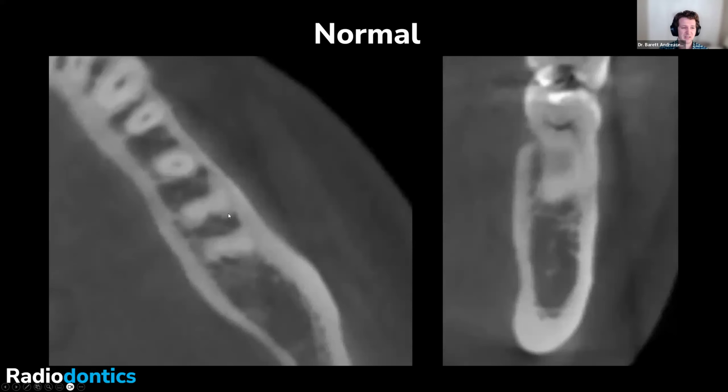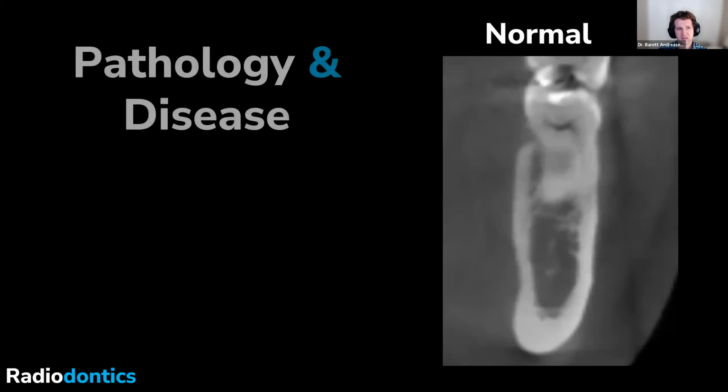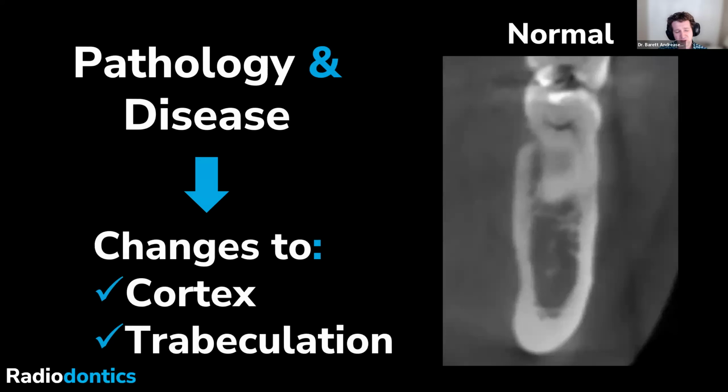We want there to be relatively nice and uniform trabeculation throughout the mandible. Obviously, there's going to be some amount of changes between the anterior and the posterior mandible, but we want to see more gradual changes to make sure that we're not dealing with pathology. Now, anytime that we do see changes to these, either the cortex or the trabecular bone, that would indicate that we are dealing with some kind of pathology or some kind of disease process.